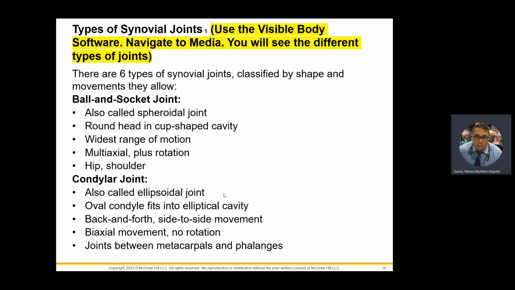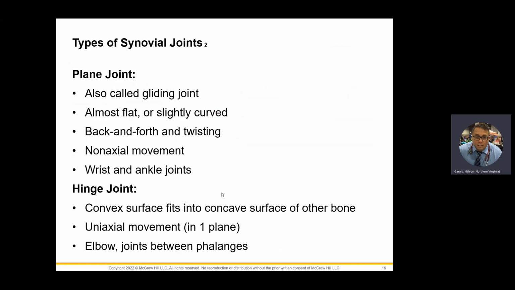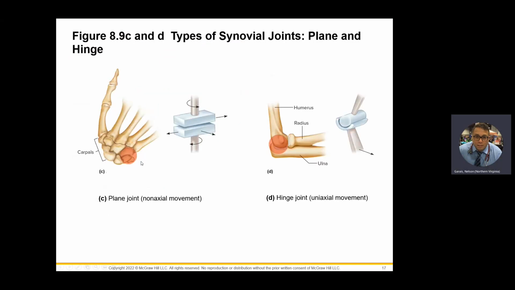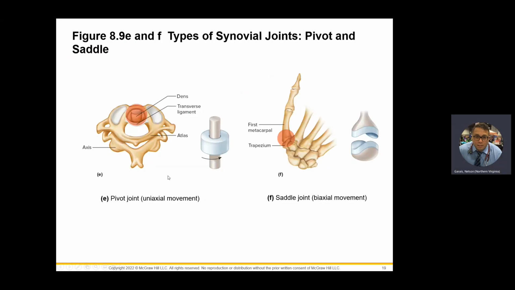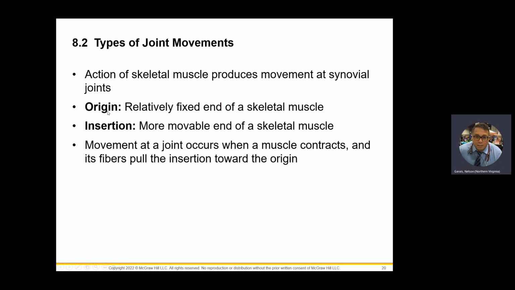You don't really need to know ball and socket joints, condyloid joints. Just know that these are all synovial joints because they move freely. Your wrist, your elbow, all those move freely. And that's a synovial joint. Now, the definition of origin and insertion. Origin, relatively fixed end. Insertion, the more movable end of the skeletal muscle. It is the insertion that we are concerned about regarding excessive or pathologic movement.